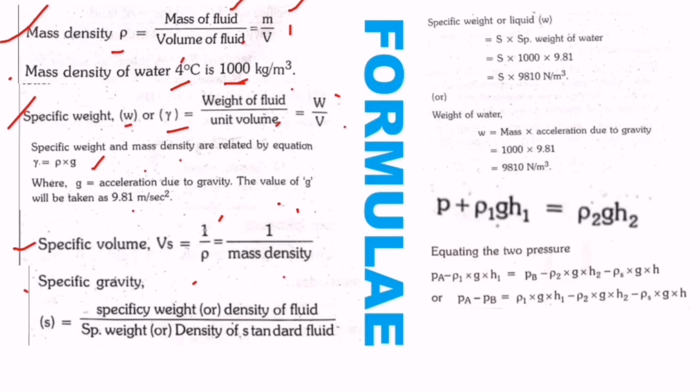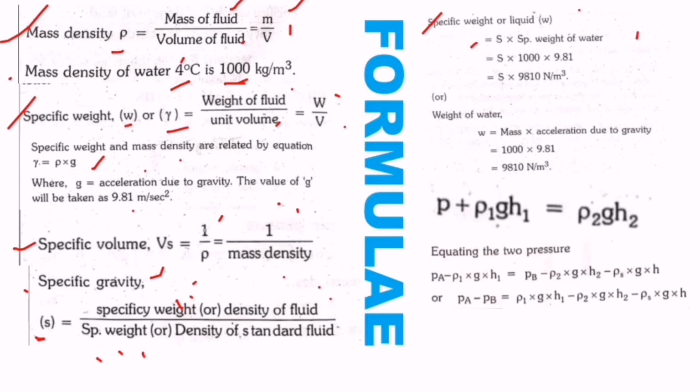Specific gravity, denoted with S, is the specific weight or density of fluid to the specific weight of a standard fluid. For example, if we are finding specific gravity of liquids, it is the specific weight of that particular liquid by the specific weight of water. Specific weight of liquid is calculated by S into specific weight of water.